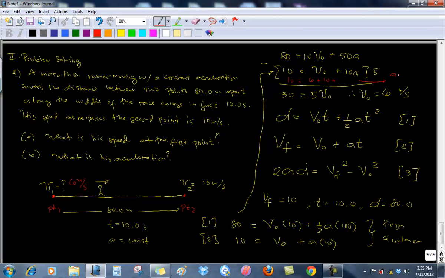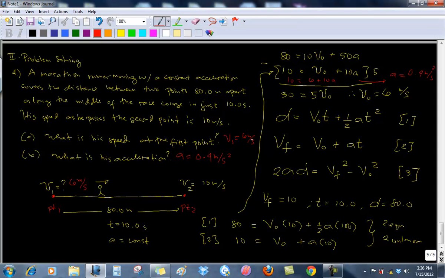A will then be equal to 4 divided by 10. What is 4 divided by 10? According to my calculator, that's 0.4. So A is equal to 0.4 meter per second squared. Okay? So that's A. The answers are A is equal to 0.4 meter per second squared, and V0 is equal to 6 meter per second.